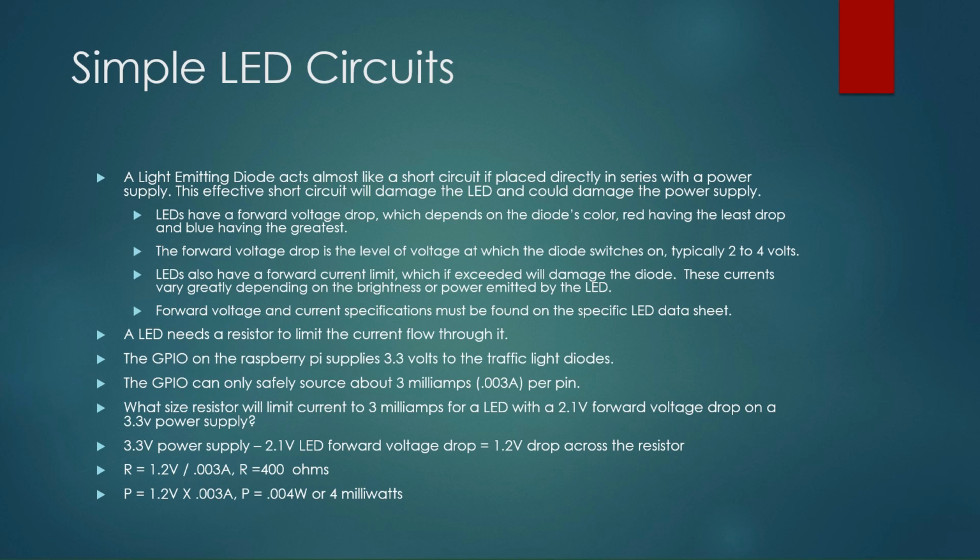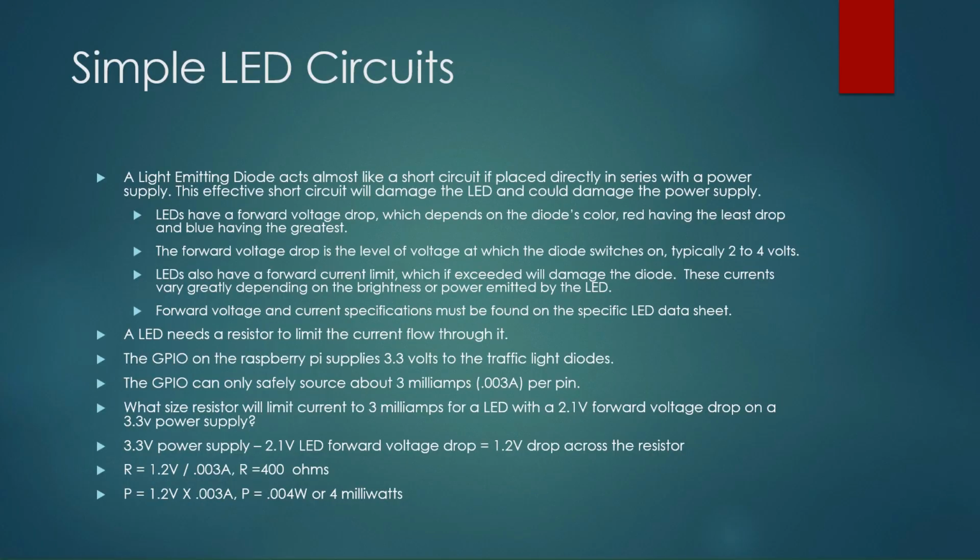So if we look for a resistance where 1.2 volts is divided by 3/1000ths of an amp, we find it's 400 ohms. And the power that would be consumed or dissipated by that resistor would be 1.2 volts times 3 milliamps, or 4/1000ths of a watt, or 4 milliwatts.